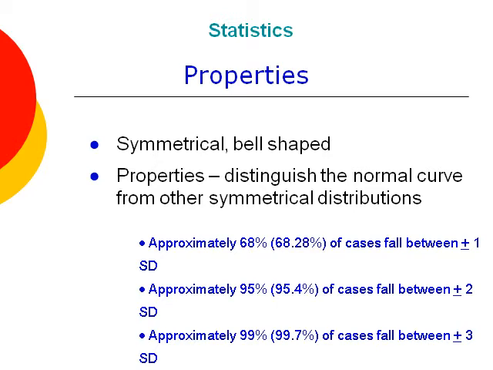Approximately 68% of cases fall between plus or minus 1 standard deviation. Also, approximately 95% of cases fall between plus or minus 2 standard deviations, and approximately 99% of cases fall between plus or minus 3 standard deviations. Please note I use the term approximate here. We will explore the actual values a little later.